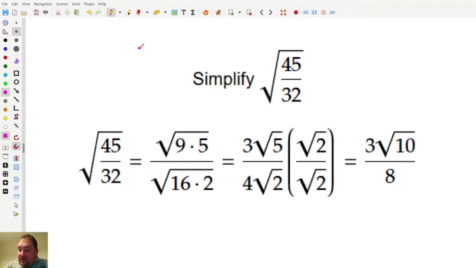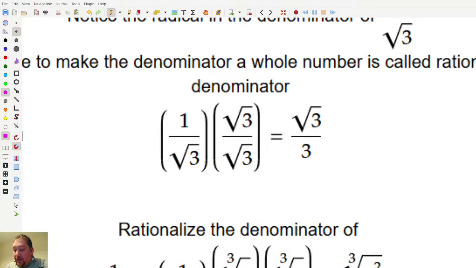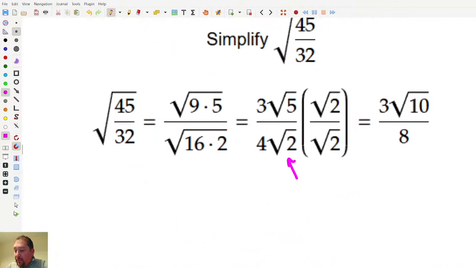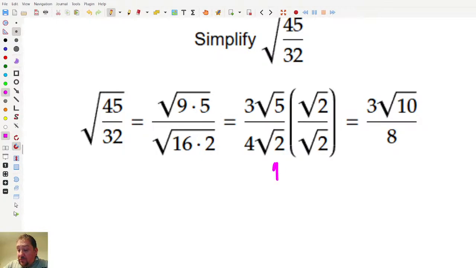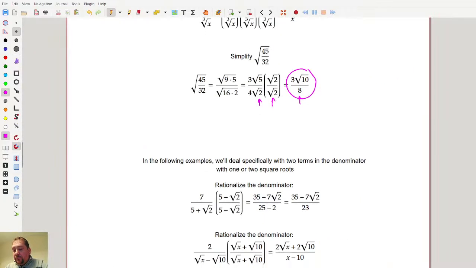Okay, so that's where I'm at this point. Next, I noticed that there's a square root in the denominator here, just like we had up there, so I multiply by another copy of it to rationalize the denominator. And so at the end of the day, we have 3 times the square root of 5 times the square root of 2. That becomes 3 square roots of 10 in the numerator. And in the denominator, we have 4 times the square root of 2 times the square root of 2. Remember, we just talked about this a few minutes ago: this becomes a 2, so 4 times 2 makes 8. And that's your final answer.